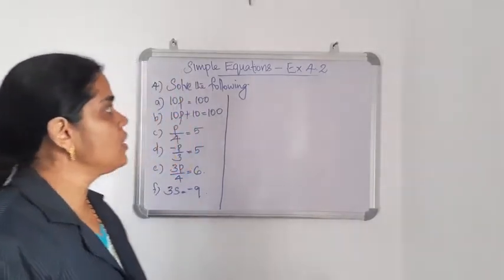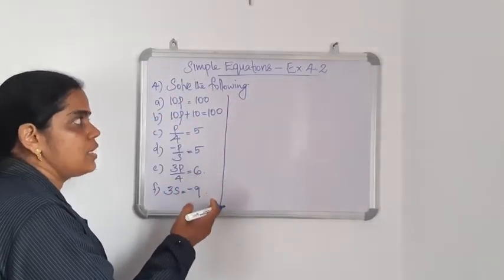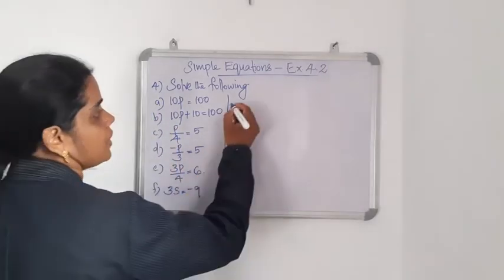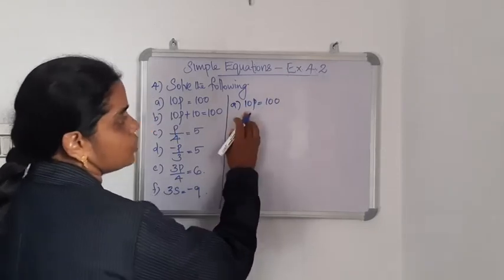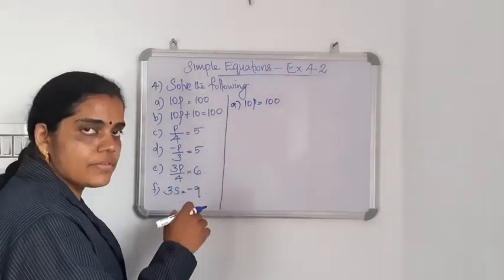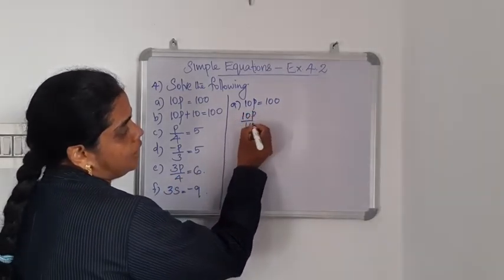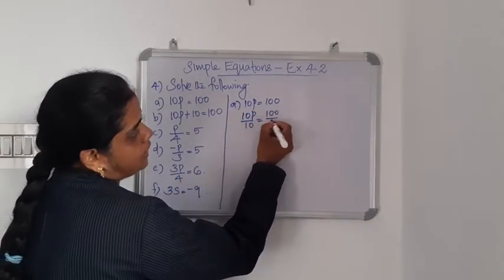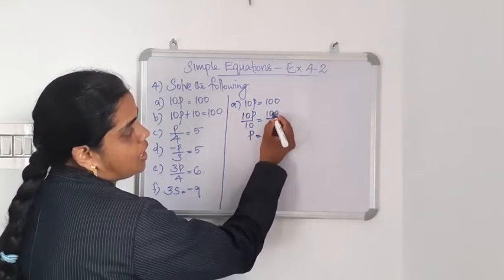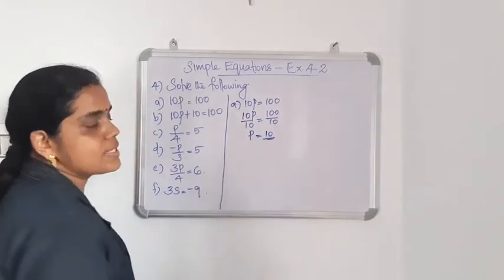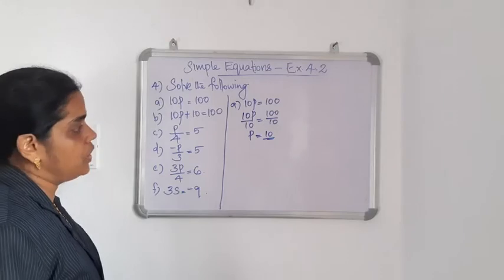So last question, solve the equation. So all the rules you can use here, what you studied now. So first question, 10p equal to 100. So this multiplication now. So we can divide by 10 both sides. So 10p by 10 is equal to 100 by 10. 10p by 10 is p, 100 by 10 is 10. So what is the answer? P equal to 10 is the solution of this equation.